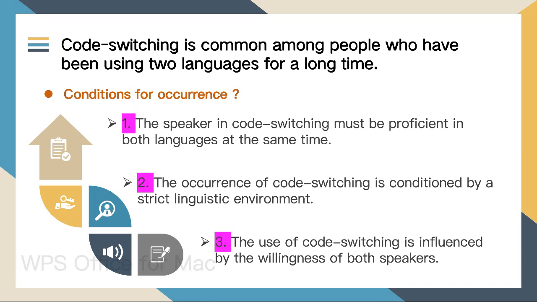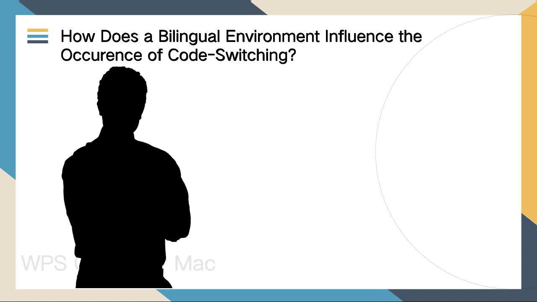Third, the use of code switching is influenced by the willingness of both speakers. If one speaker refuses to communicate using code switching, the conversation is unlikely to continue. The use of code switching is, in fact, the result of a communicative negotiation between both speakers. Now, let's go back to this question. How does a bilingual environment influence the occurrence of code switching?